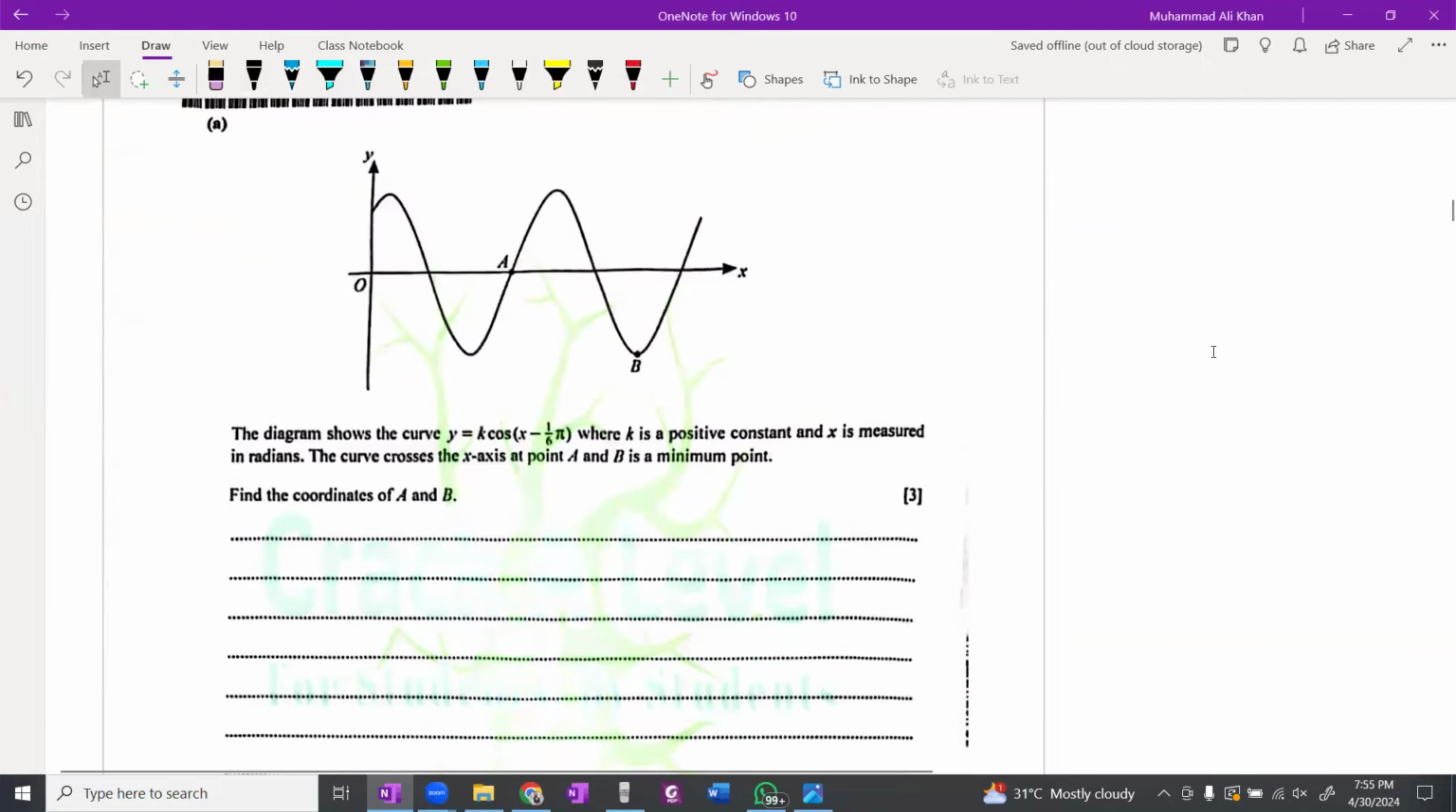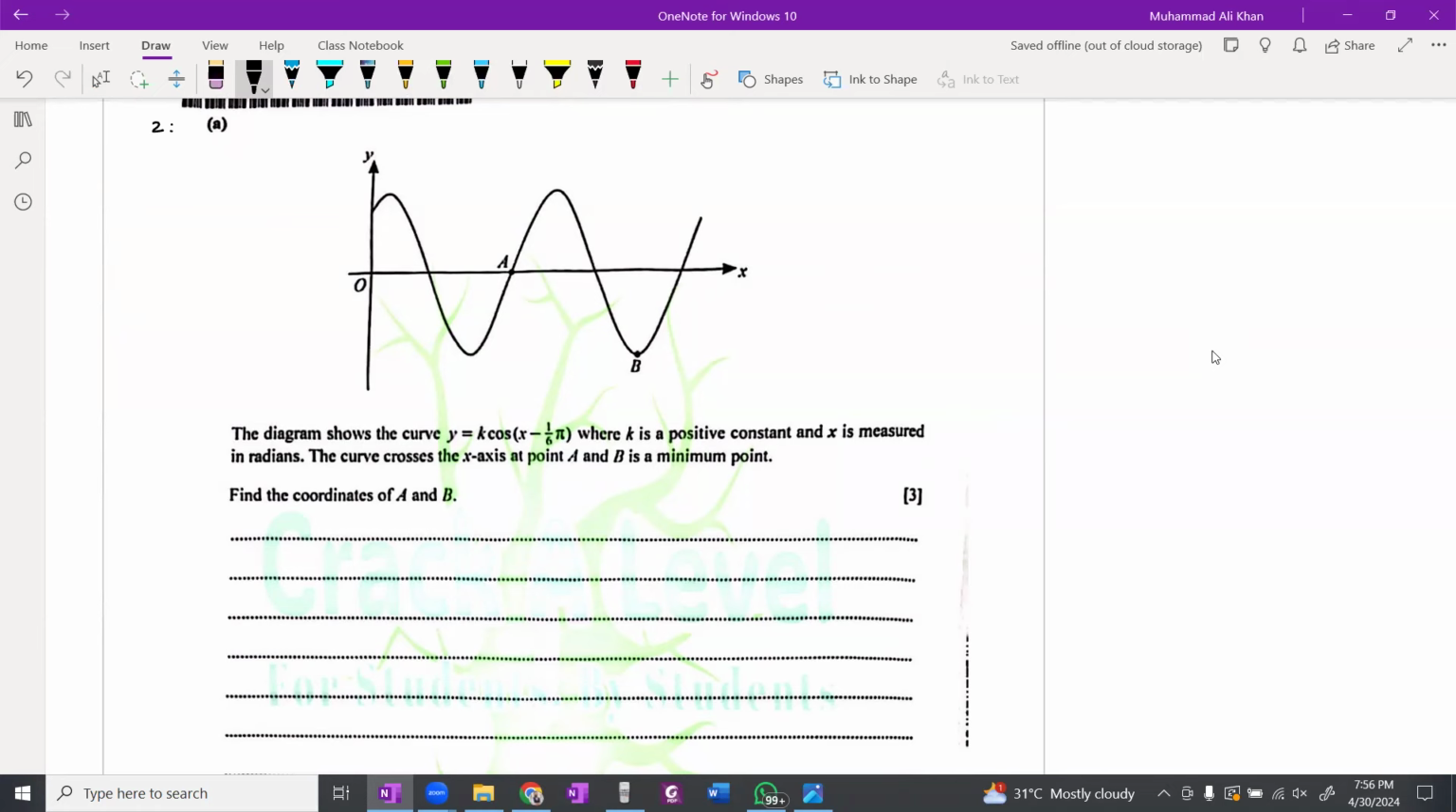Right? Now, after that, question number two. Question number two is about trigonometry. Let's see what is in question number two. The question is in the diagram. The diagram shows the curve y equals k cos(x minus pi by 6), where k is a positive constant and x is measured in radians. The curve crosses the x-axis at A and B is the minimum point. Find the coordinates of A and B. Right. We have to calculate the coordinates of A and B.